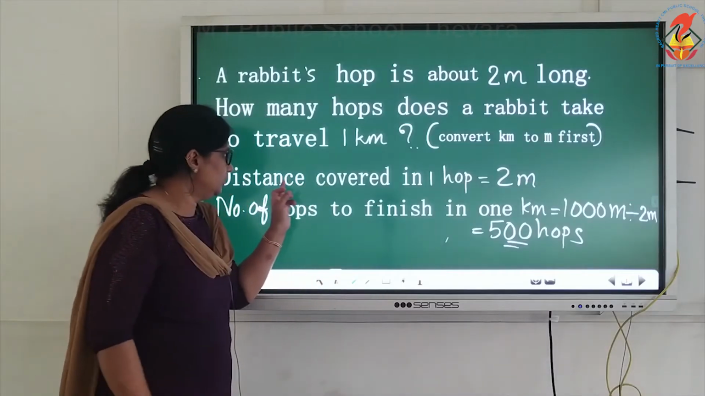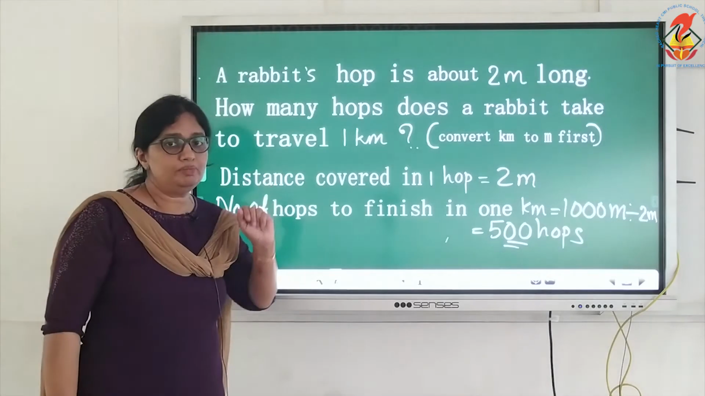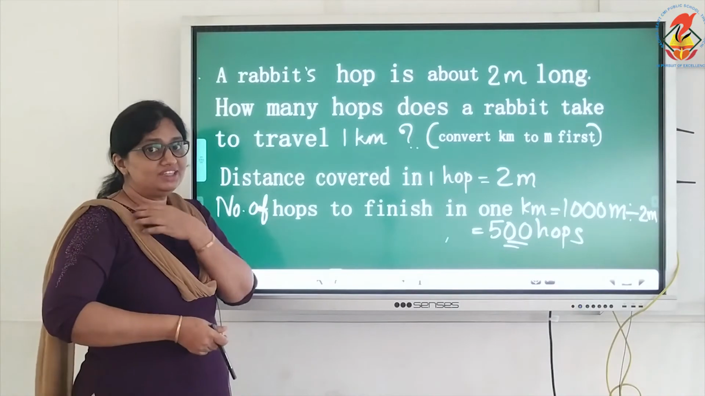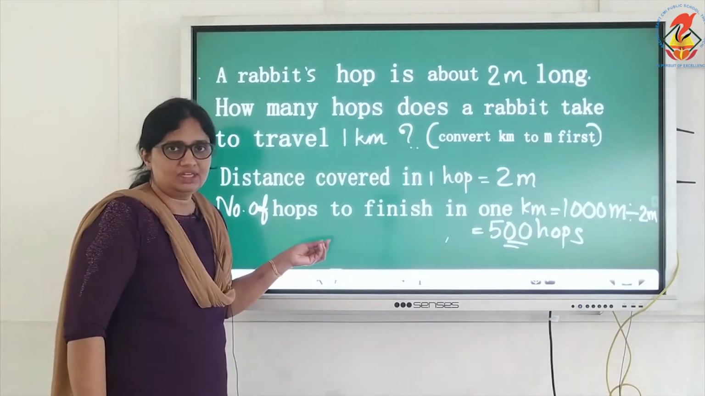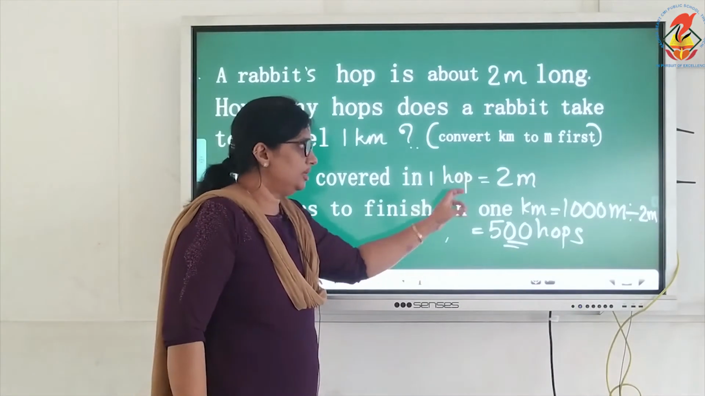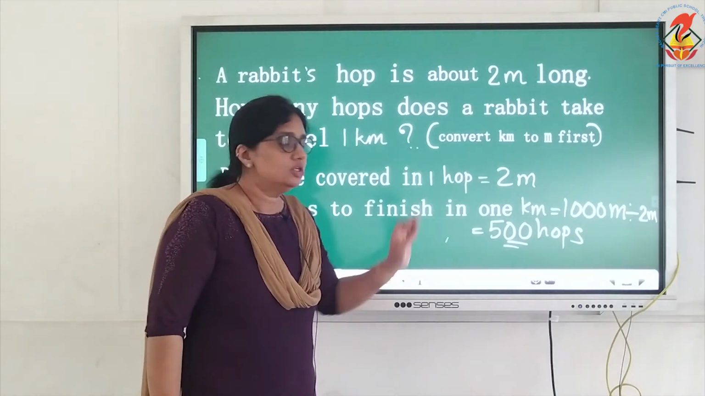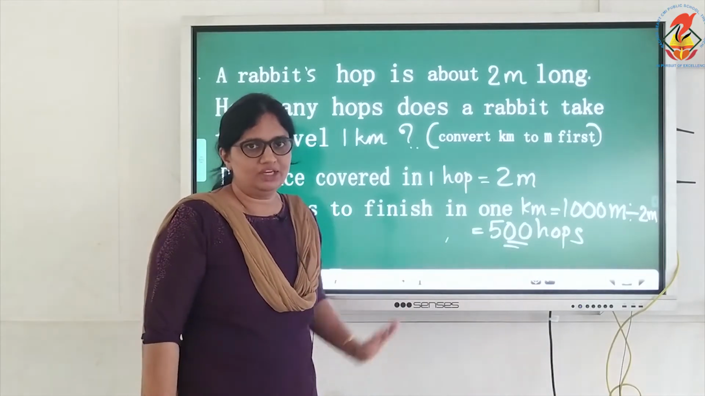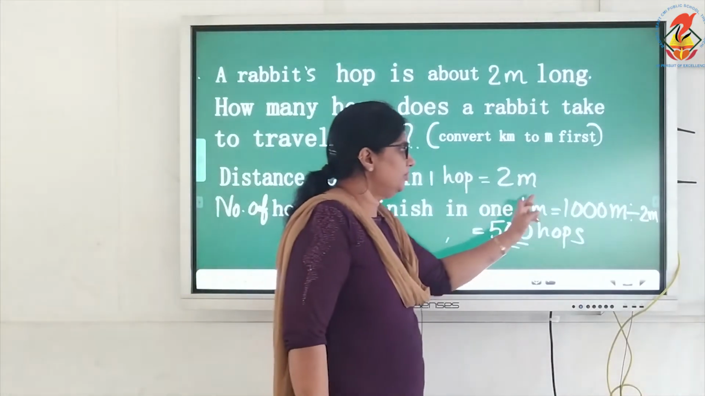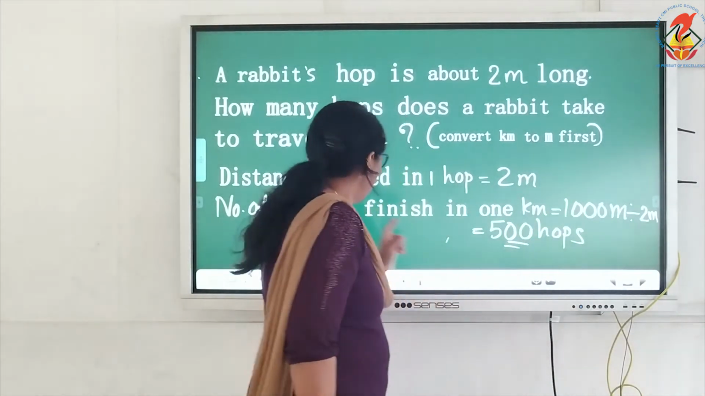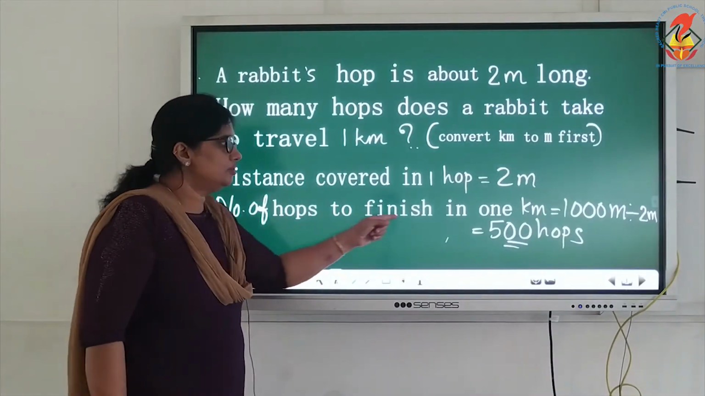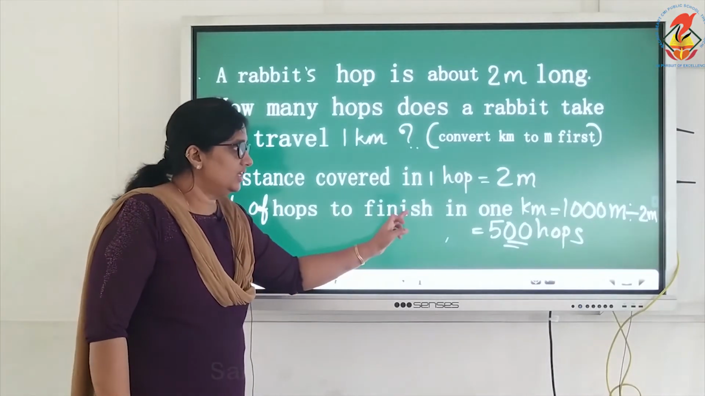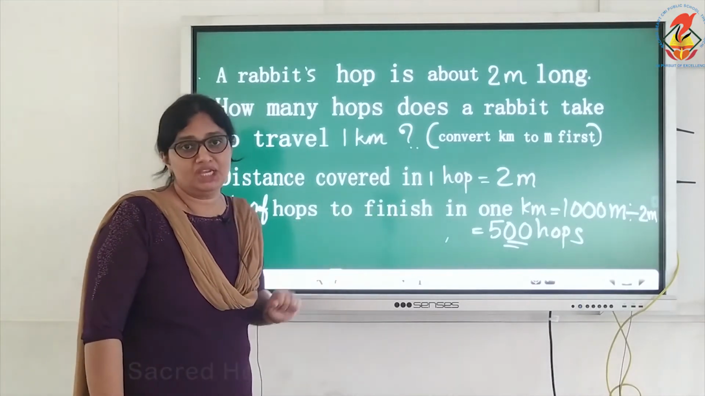The distance covered in one hop is 2 meter, and the number of hops to finish 1 kilometer we need to find. One is in kilometer and the other one is in meter, so we need to change kilometer to meter. Then only we can do it. 1 kilometer equals 1000 meter. They are asking for the number of hops to finish 1 kilometer, that is, 1000 meter.